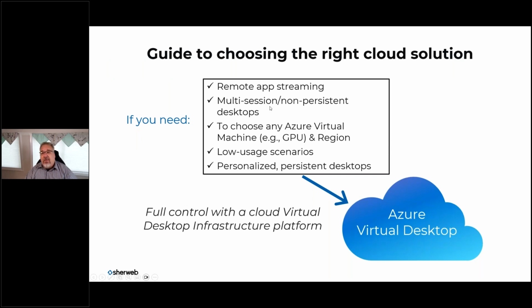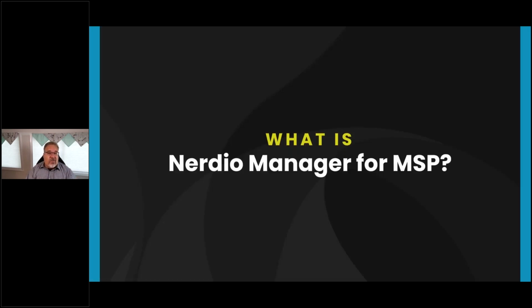Choosing the right cloud solution: if you need remote app streaming, multi-session, non-persistent desktops, certainly you could use AVD. If you need GPU, imagine having your architectural firm doing what they need to do as far as GPU, and then being able to transfer files on Azure's backplane at 10 gig network. You'd be able to move files very, very quickly and very securely. You can use shared desktops as well as dedicated desktops.